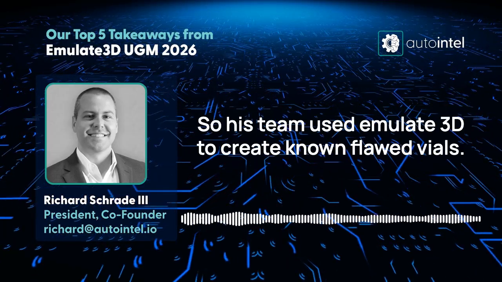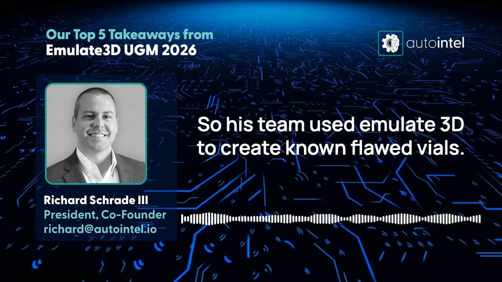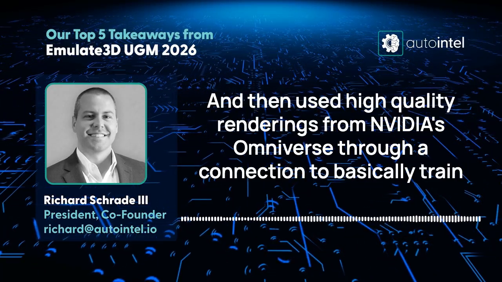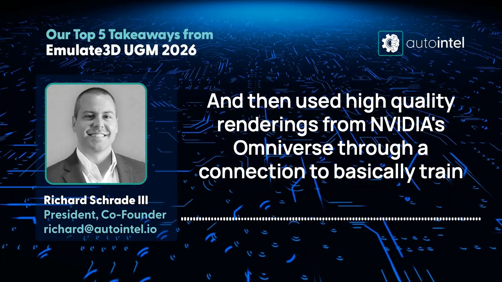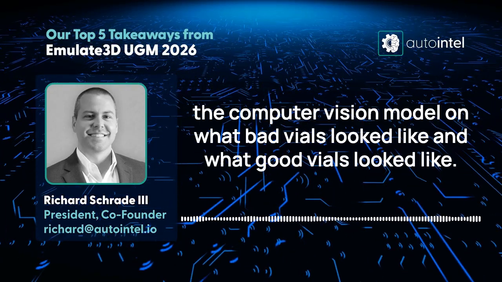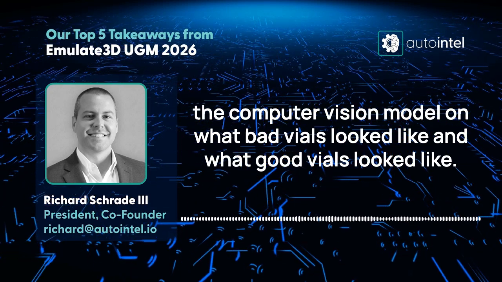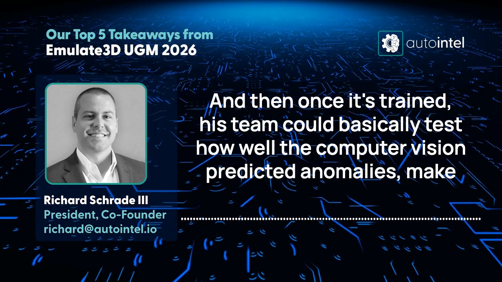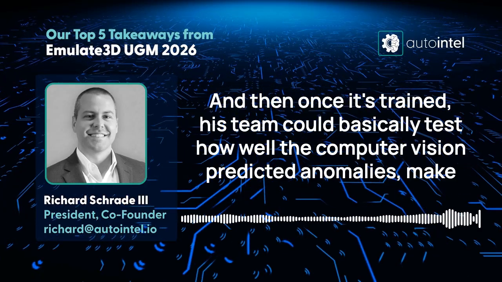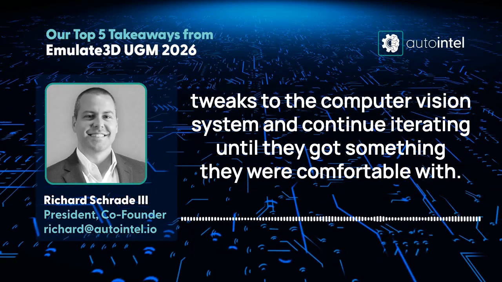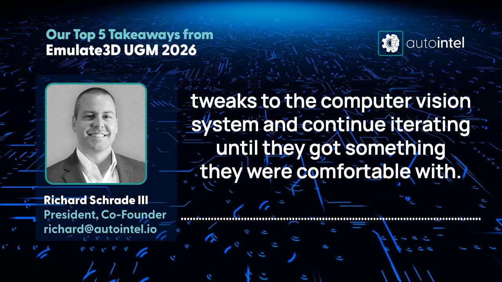It was very cool. So his team used Emulate3D to create known flawed vials and then used high quality renderings from NVIDIA's Omniverse through a connection to basically train the computer vision model on what bad vials looked like and what good vials looked like. And then once it's trained, his team could basically test how well the computer vision predicted anomalies, make tweaks to the computer vision system, and continue iterating until they got something they were comfortable with.